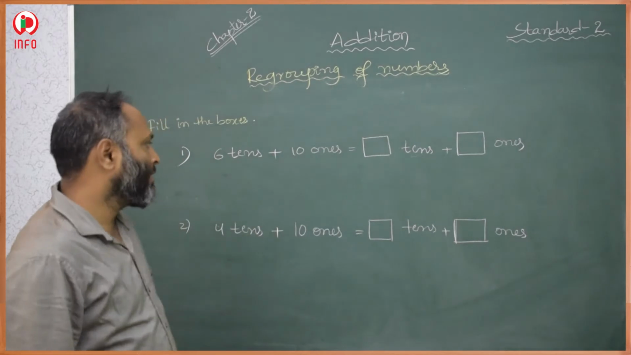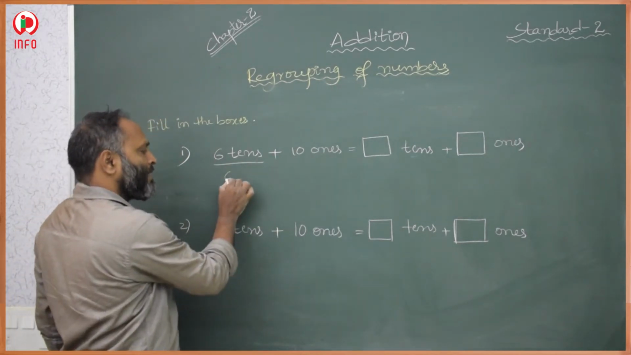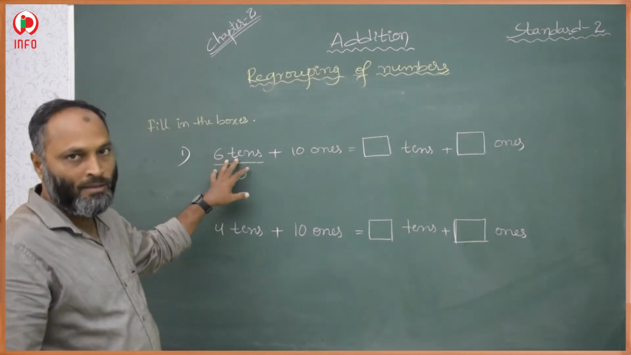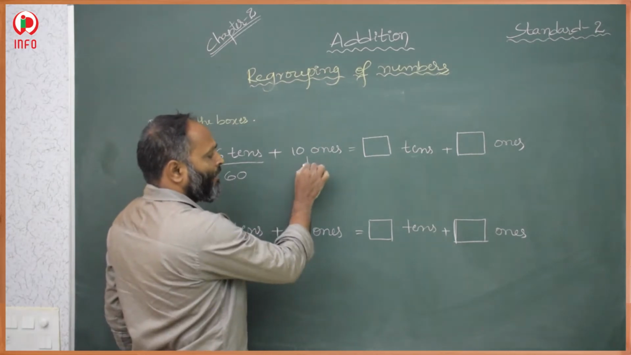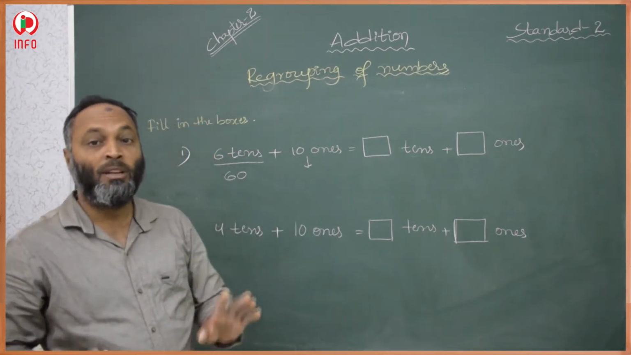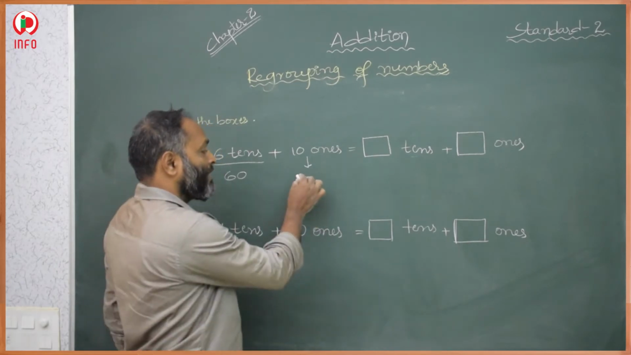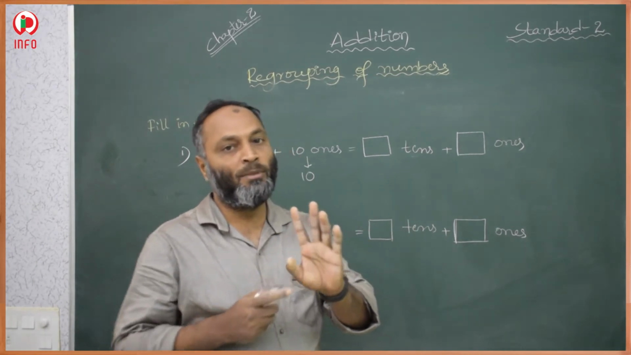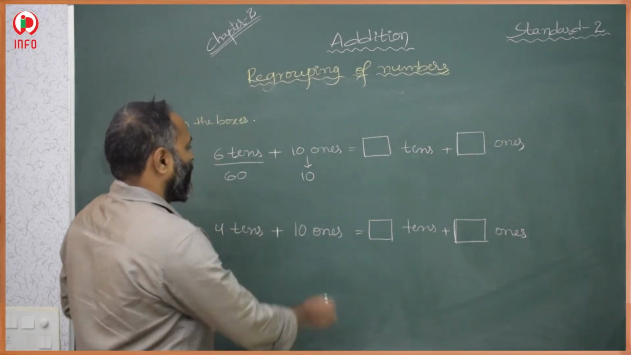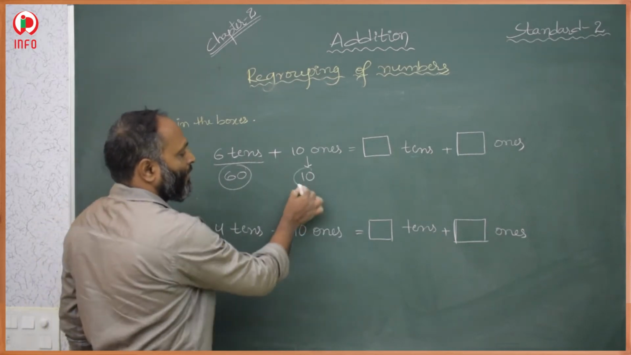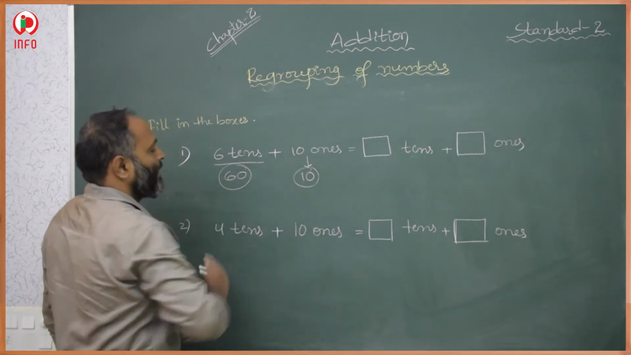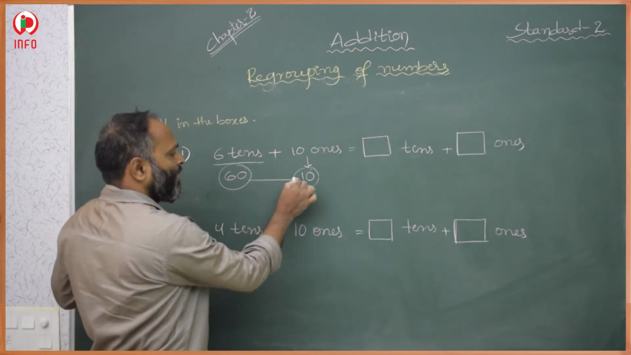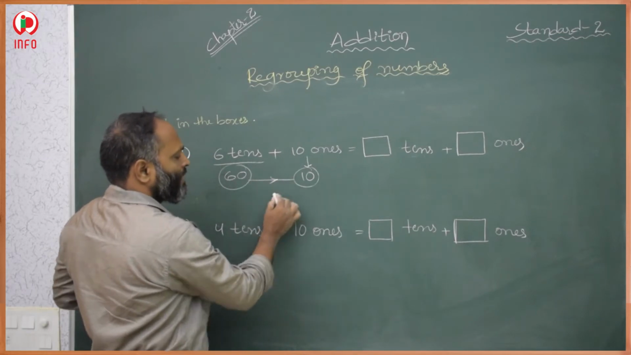Numerals are given. Here 6 tens is 60, that we know, and 10 ones is 10. 10 ones means if we add 1 ten times we get 10 only. So here we have 60, and here we have 10. If we merge this 10 into this 60, we get 70. 60 plus 10 is 70.